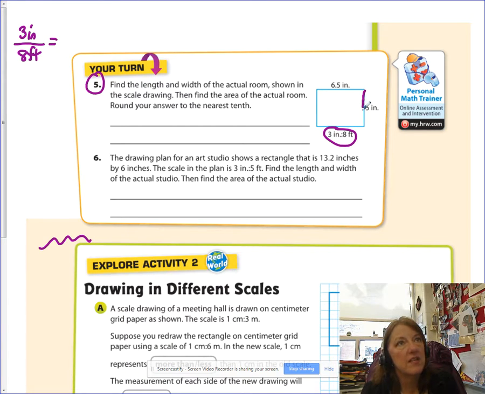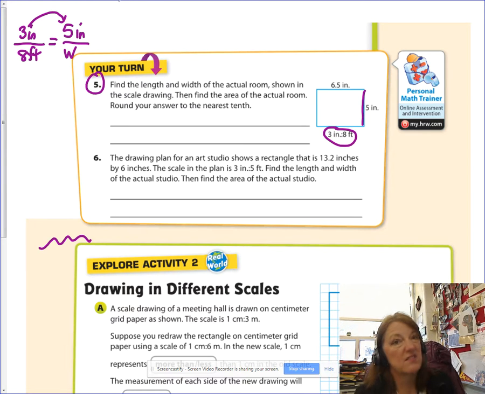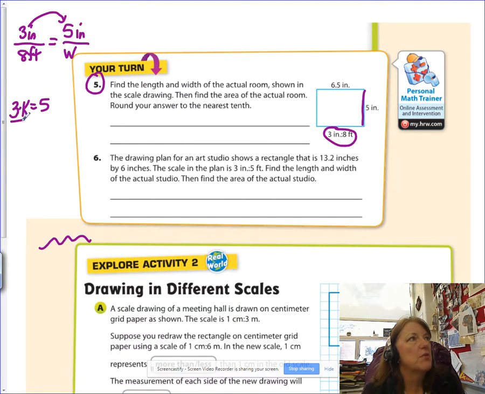Let's find the width of the real thing, what is this, a room? 5 inches is how many feet? So this is going to be the width of my room in real feet. Okay, how do I get from 3 to 5? How do you figure that out? 3 times what equals 5? Grab your calculator. Okay, I'm asking you, 3 times some number k gives you 5. Divide both sides by 3. You get a fraction 5/3.